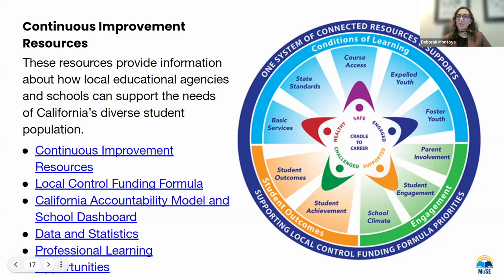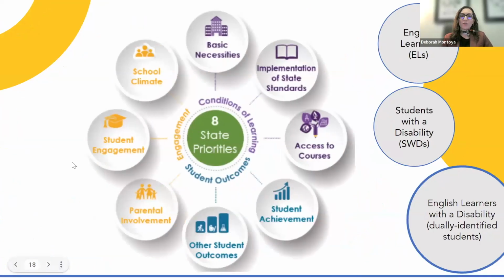Access to state standards, course access. When we think about that in conjunction with student achievement, we can also then focus on our 8 state priorities. As we think about our 8 state priorities and our conditions of learning, what have student outcomes been in your district, in your school site?